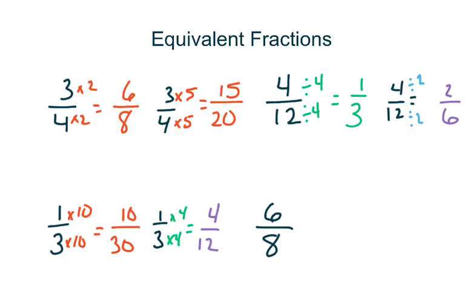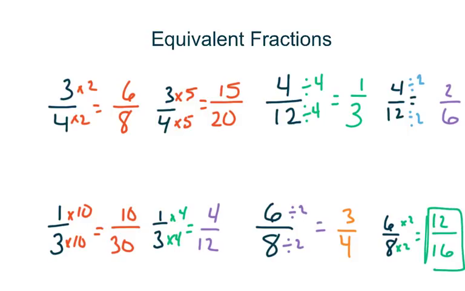6/8. Go ahead and find two equivalent fractions for 6/8. For 6/8, it is not in the simplest form. Both of these numbers are even, so I'm going to divide by 2 because they are even. They have 2 as a common factor, and when I divide by 2, I get 3/4. 3/4 is in the simplest form. Maybe I go here and I get 6/8 again, and this time maybe I multiply times 2. And when I do that, 6 times 2 is 12, and 8 times 2 is 16. So here are my equivalent fractions for 6/8.